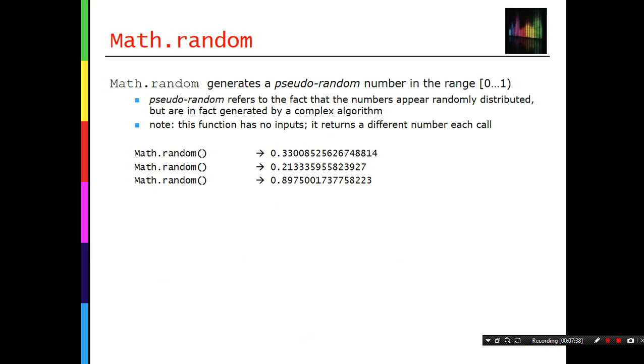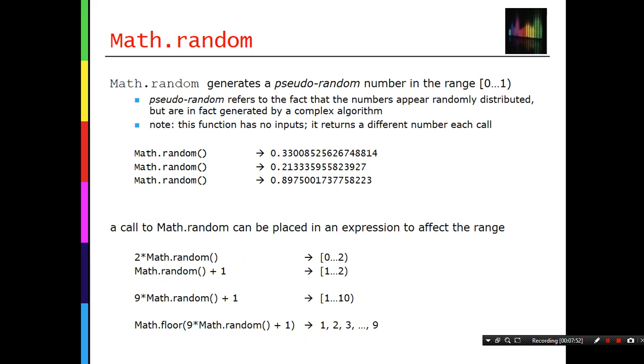Another one is math.random. This gives us random numbers. It'll actually give us a random number between 0 and 1. So if we call math.random purely, it could give us 0.33, 0.21, etc. We can also use math.random to give a range. The way we go about doing that is we multiply the number by whatever the range is we want. So for example, if we want a range of 0 to 2, we would say 2 times math.random. If we wanted that result to be from 1 to 2, we would say math.random plus 1.